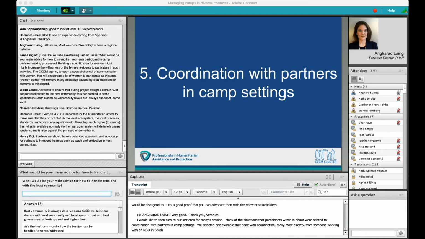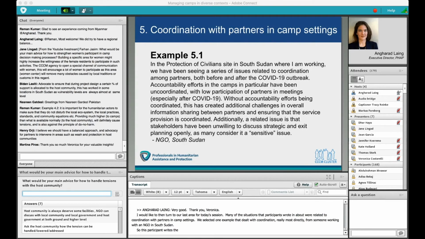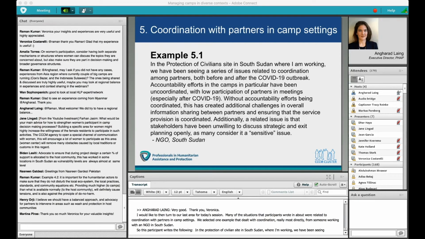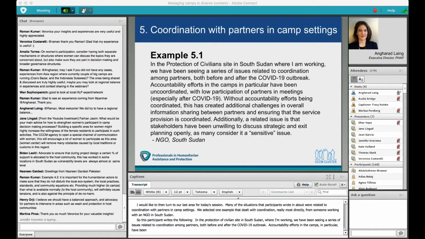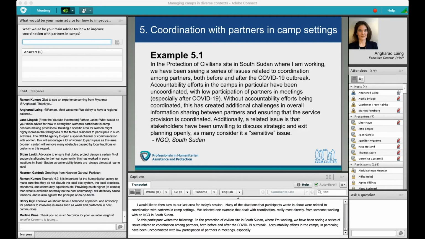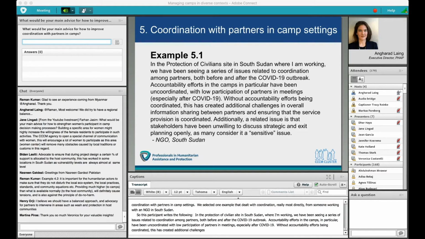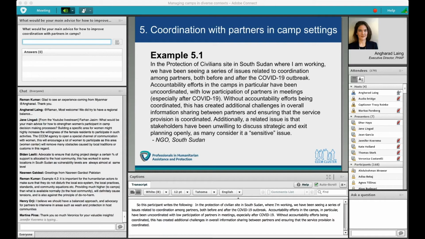So this participant writes the following: in the protection of civilians site in South Sudan, where I am working, we have been seeing a series of issues related to coordination among partners, both before and after the COVID-19 outbreak. Accountability efforts in the camps in particular have been uncoordinated, with low participation of partners in meetings, especially after COVID-19. Without accountability efforts being coordinated, this has created additional challenges in overall information sharing between partners and ensuring that service provision is coordinated. Additionally, a related issue is that stakeholders have been unwilling to discuss strategic and exit planning openly, as many consider it, quote, a sensitive issue.